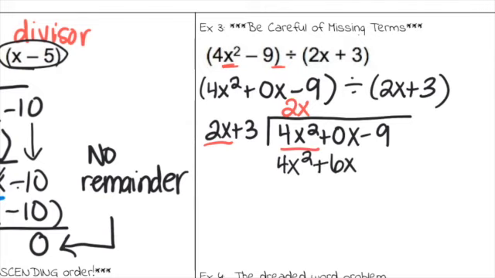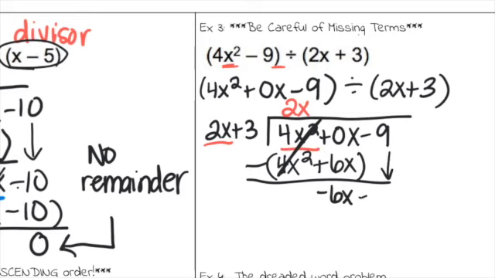So if you notice right now, if I hadn't put that placeholder there, then my x's wouldn't have lined up. This minus 9 would have been in with the 6x, and we don't want that to happen. We want to make sure we have the like terms lined up. So we're going to subtract. Now, again, this is probably one of the most common mistakes. So 0x minus 6x. Students want to quickly write 6x because that's what they see. But minus 6x is going to be negative 6x. And then I'm going to bring down my minus 9.